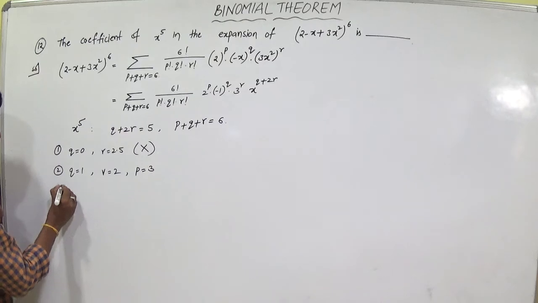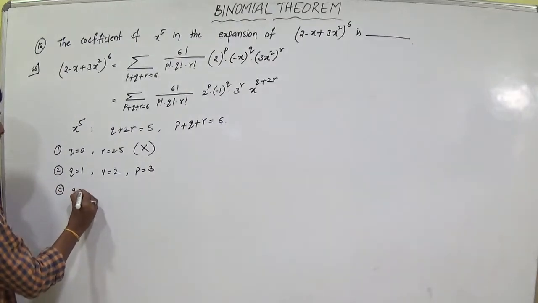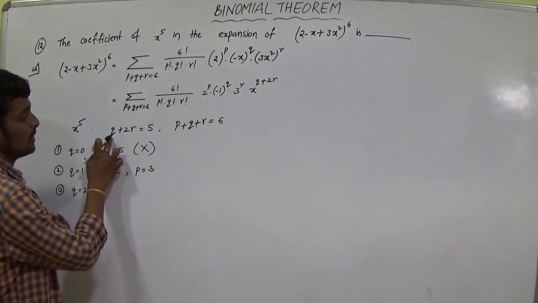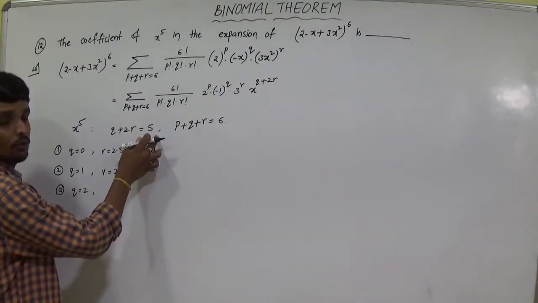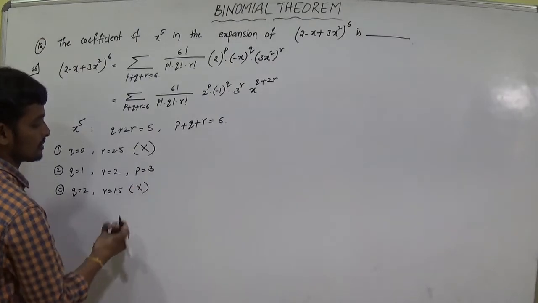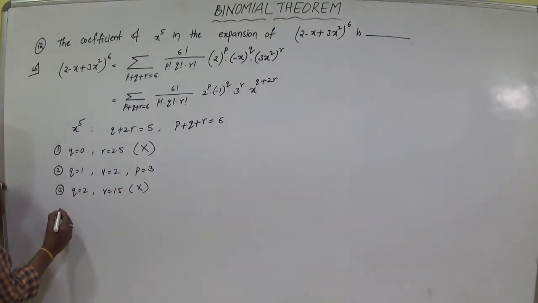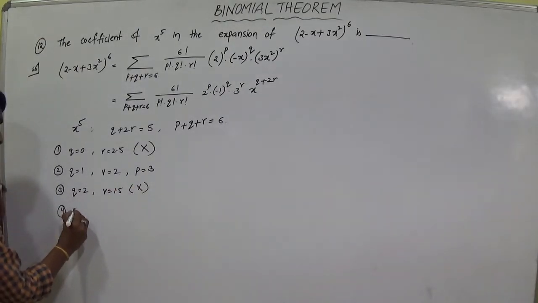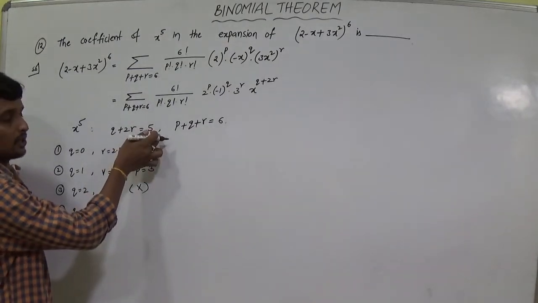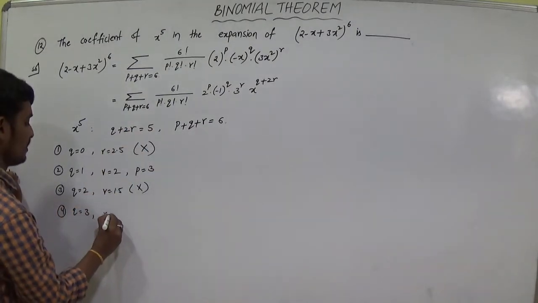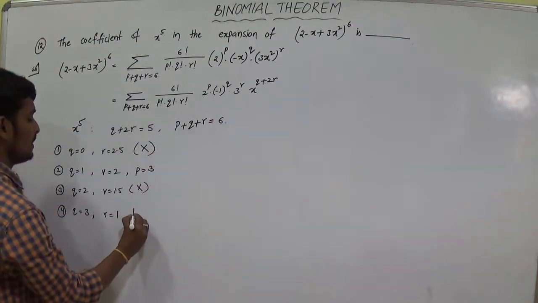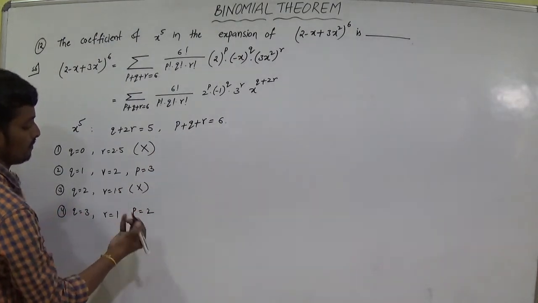In the third case, I am taking q is equal to 2. 2 means 5 minus 2 becomes 3, and 3 by 2 is 1.5. So r is equal to 1.5. This case is also not applicable. So I am taking the fourth value, q is equal to 3. 5 minus 3 becomes 2, so r is equal to 1. So q is 3, r is 1, 3 plus 1 is 4, then p is equal to 2.